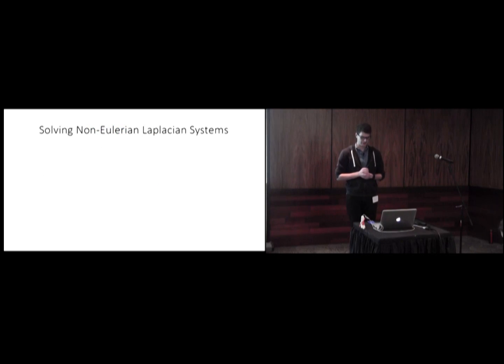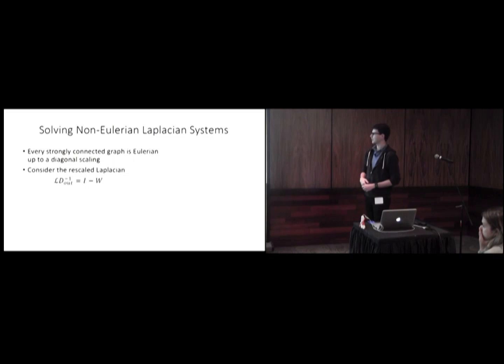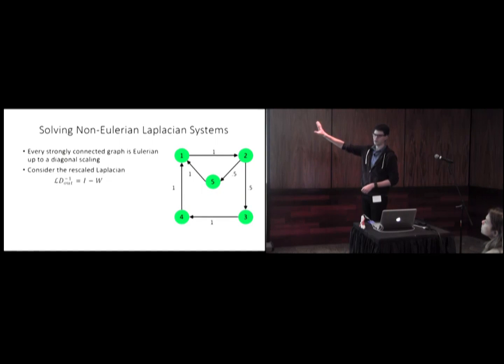Okay, now I told you how to solve Eulerian Laplacian systems. How do you extend to non-Eulerian? Well, the punchline here is that every strongly connected graph is, as a matter of fact, an Eulerian graph in disguise. What I mean by that is that after I perform a diagonal scaling on it, I can turn it into an Eulerian Laplacian. So let's see an example. First of all, just consider the rescaled Laplacian, where I scale it by the diagonal matrix of out degrees.